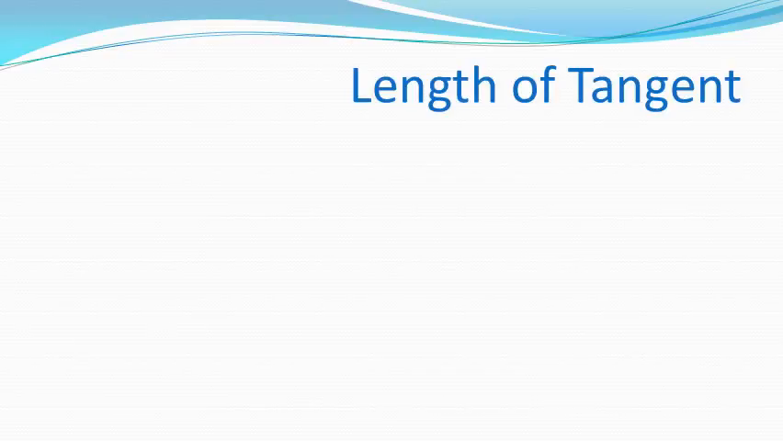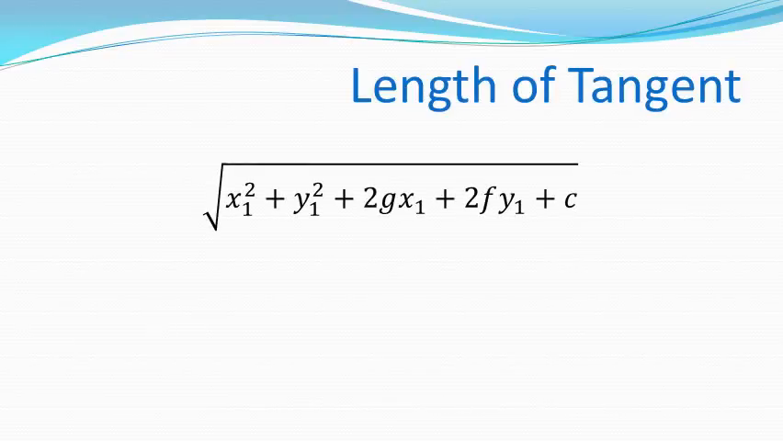The length of the tangent has a formula, and this is the formula. So we have to just replace x with x1 and y with y1 in the equation of the circle, after ensuring that the coefficient of x squared and y squared is 1.